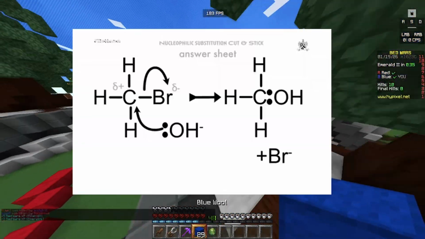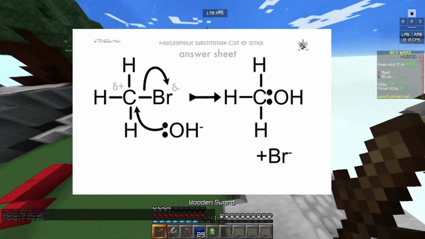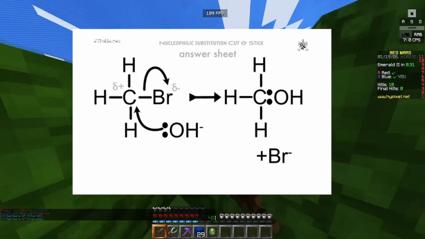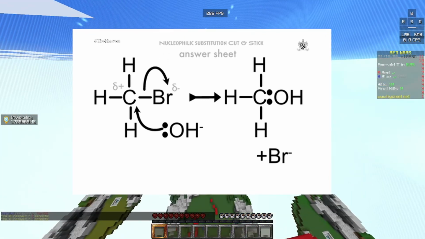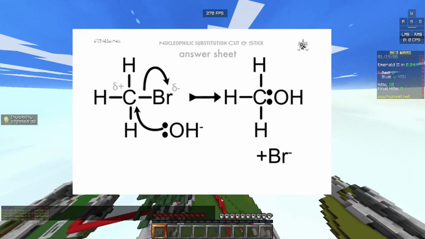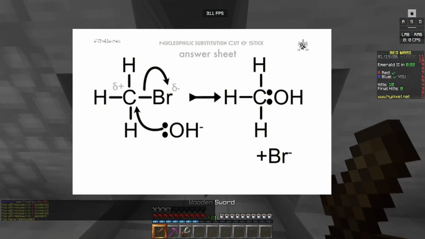This makes a new bond form between the carbon atom and the nucleophile, which causes the electrons in the old bond to go onto the negative end and form an anion, or a negatively charged ion, and that is literally it. It is that simple.